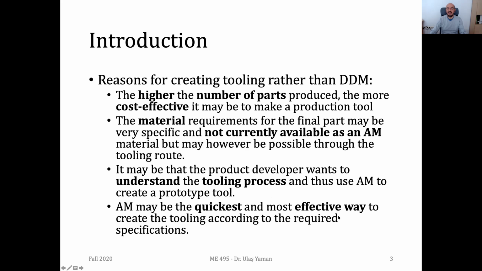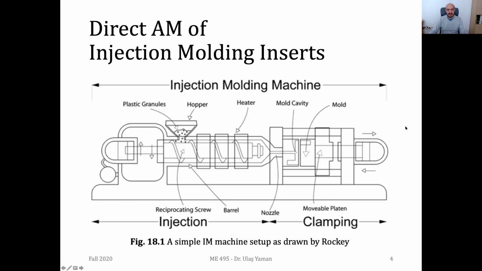Another reason we are using additive manufacturing for the production of tools is that it is obviously the quickest way, and in a shorter time you can obtain such weird designs, such special tools which are required in your other manufacturing operations. Here you see an example, for instance, injection molding inserts, not the mold itself, but the inserts.